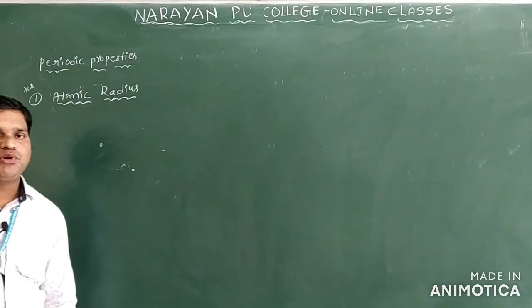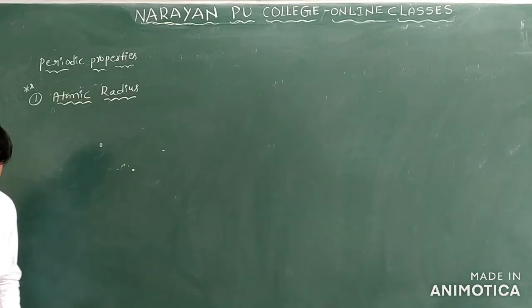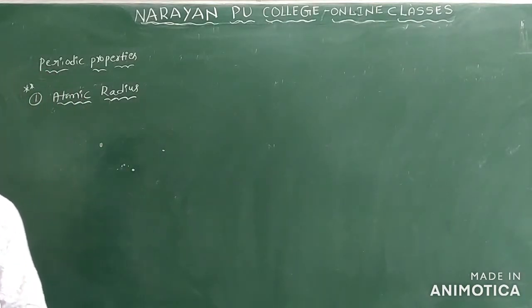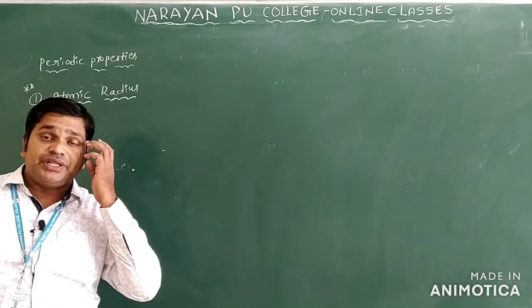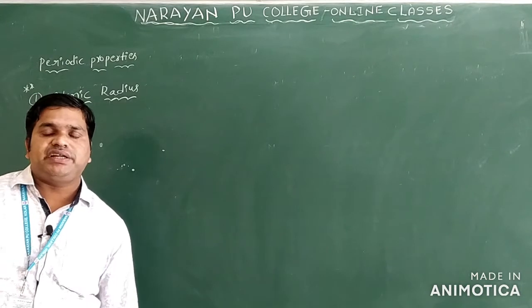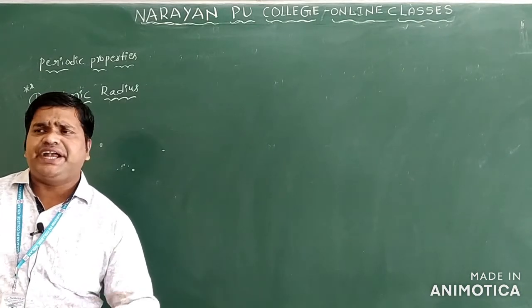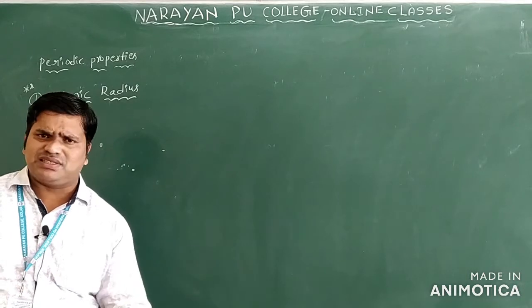So the next periodic property we have is atomic radius, very important. All these periodic properties are important for both the objective and PE exams. In the objective questions particularly, they ask how atomic radius varies in periods and groups, or how you can identify different types of elements. We will discuss all those things.